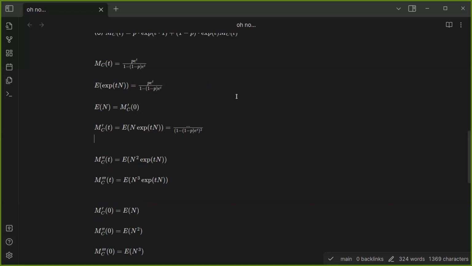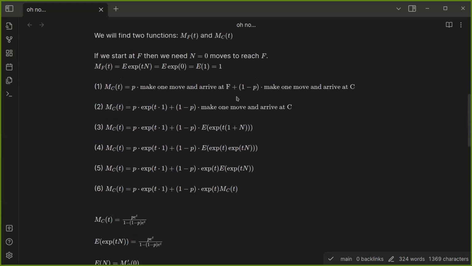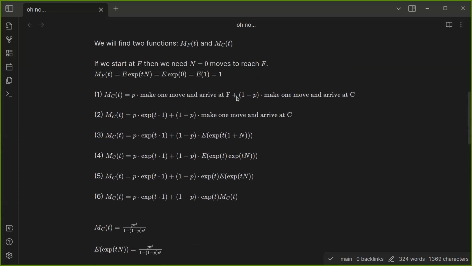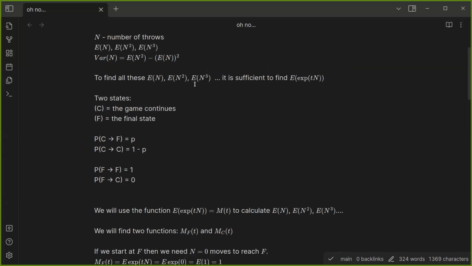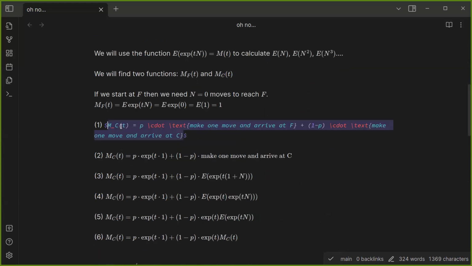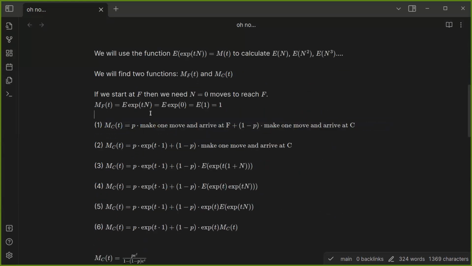Well, I think it's too late to ask this question, but I'm not sure how we got one move to f. For example, it is e to the power of t. N is a random variable. What is n? I have not written this. No, n is the number of throws we need to make to reach the final state. We consider starting from state C.